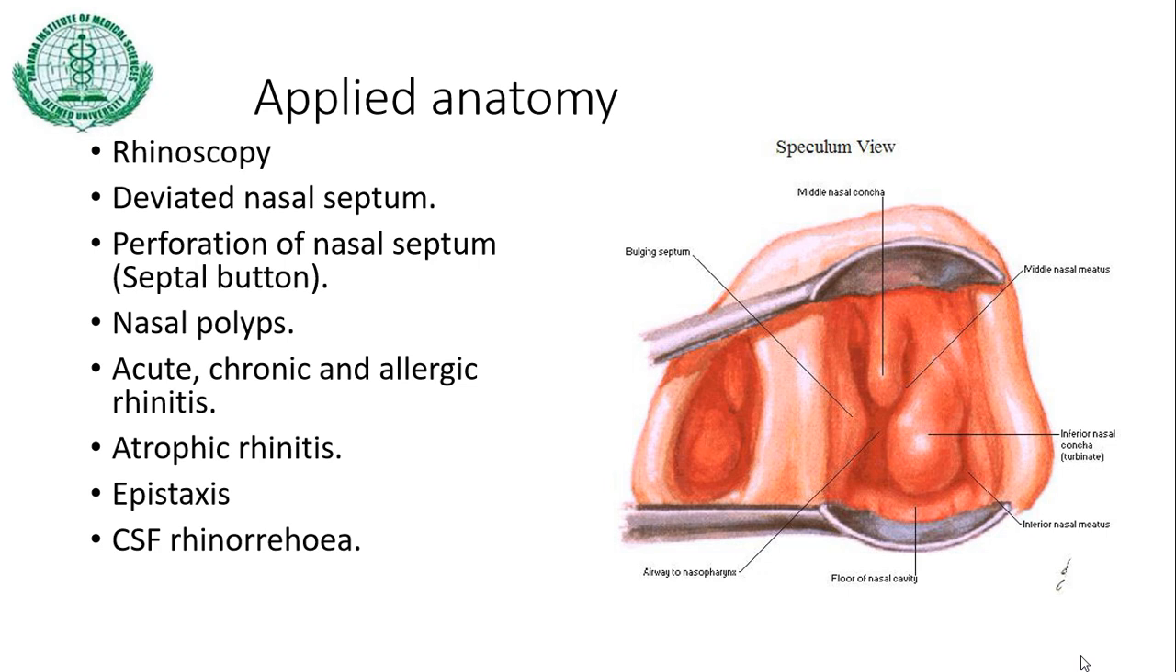Then epistaxis, where we are seeing the little area where nasal bleeding can be seen in children at the time of picking of the nose.